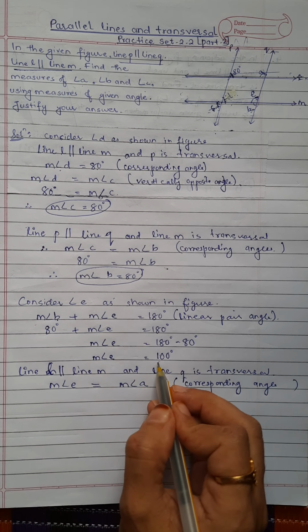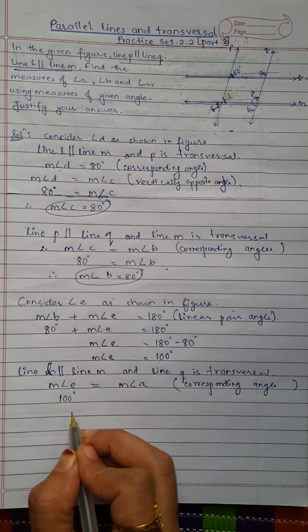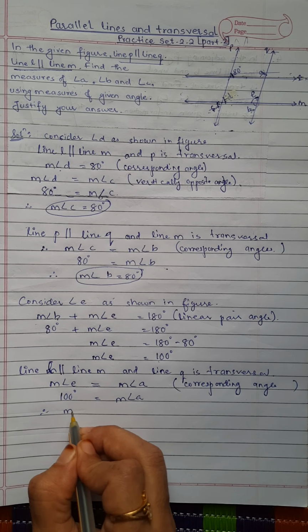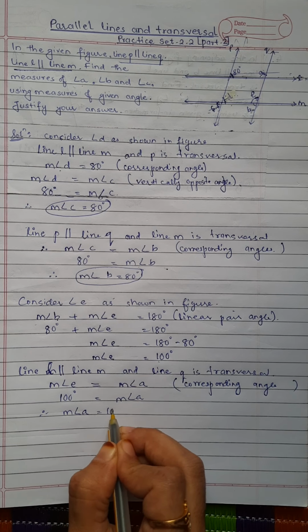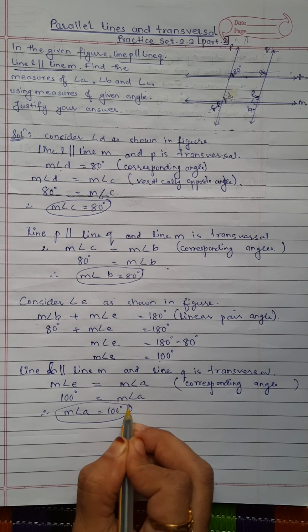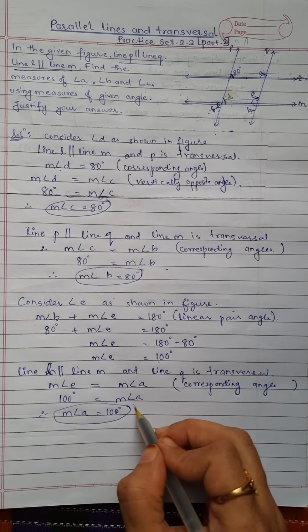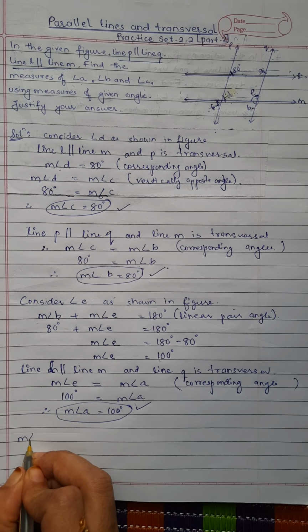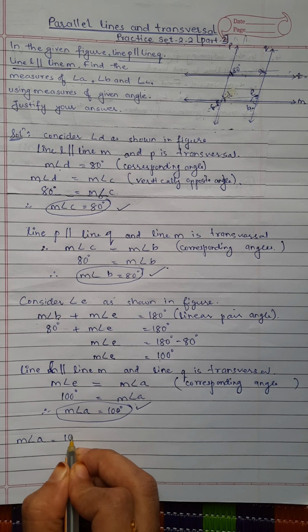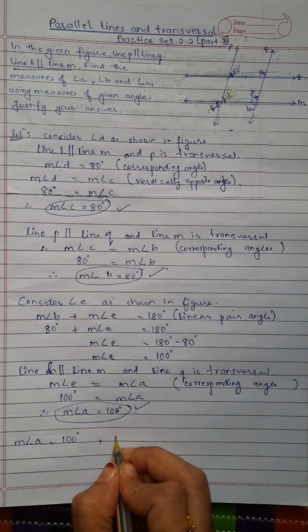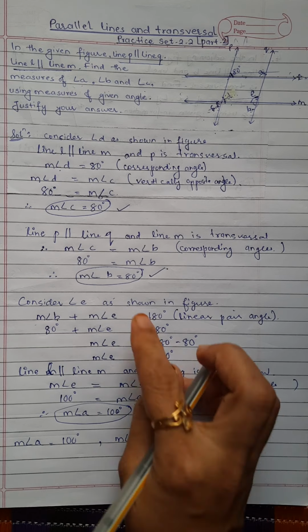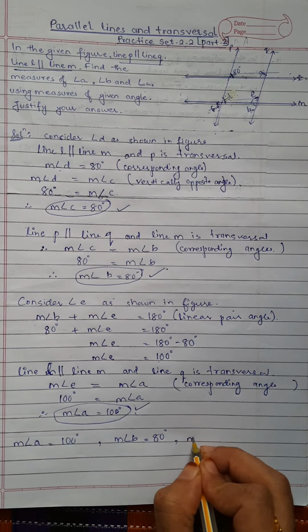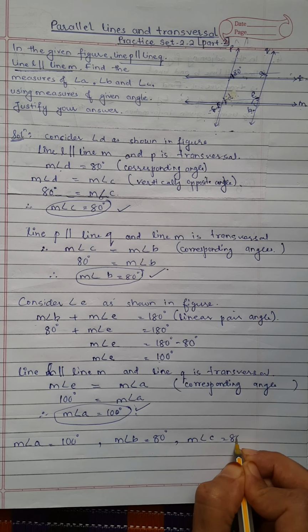You got the measure of angle E as 100. Keep it in place: 100 is equal to the measure of angle A. Write it properly. Therefore, the measure of angle A is equal to 100 degrees. So you got the measure of angle A, angle B, angle C. Write it together. Measure of angle A is equal to 100 degrees, measure of angle B is equal to 80 degrees and measure of angle C is equal to 80 degrees.